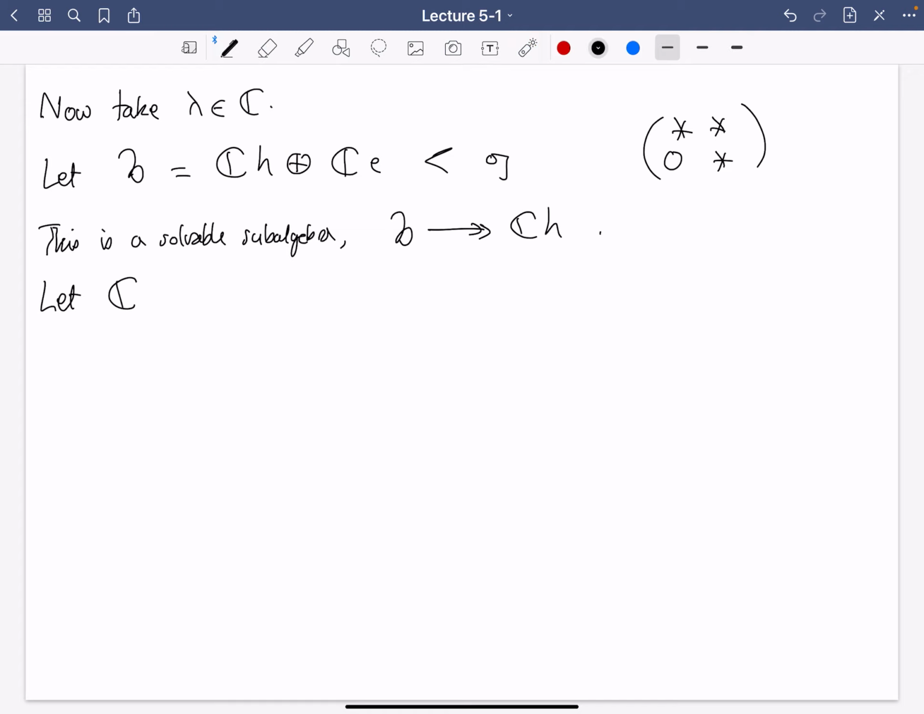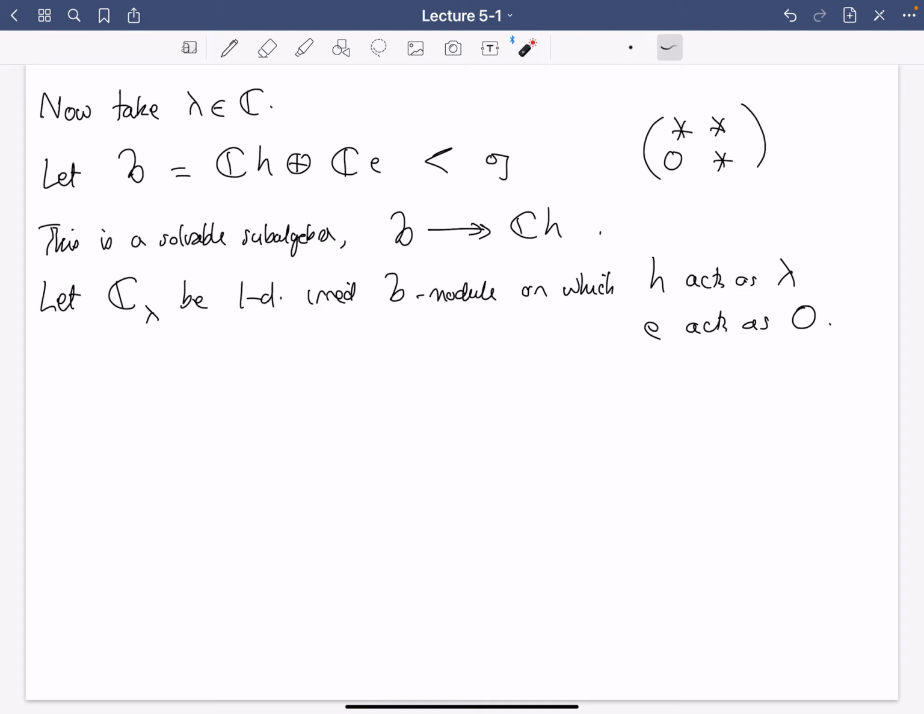And then I'm going to let C lambda be the one-dimensional irreducible B module on which H acts as the scalar lambda and E acts as 0. Okay, so this is just taking the one-dimensional module for this trivial one-dimensional Lie algebra on which H acts as lambda, and I'm just viewing that as a module over this upper triangular subalgebra B by just inflating it through this surjective Lie algebra homomorphism.